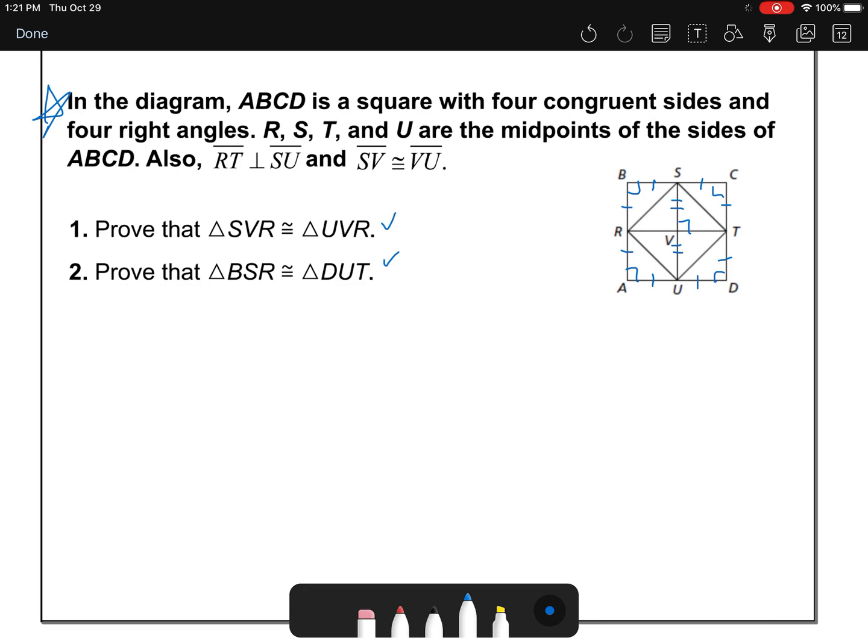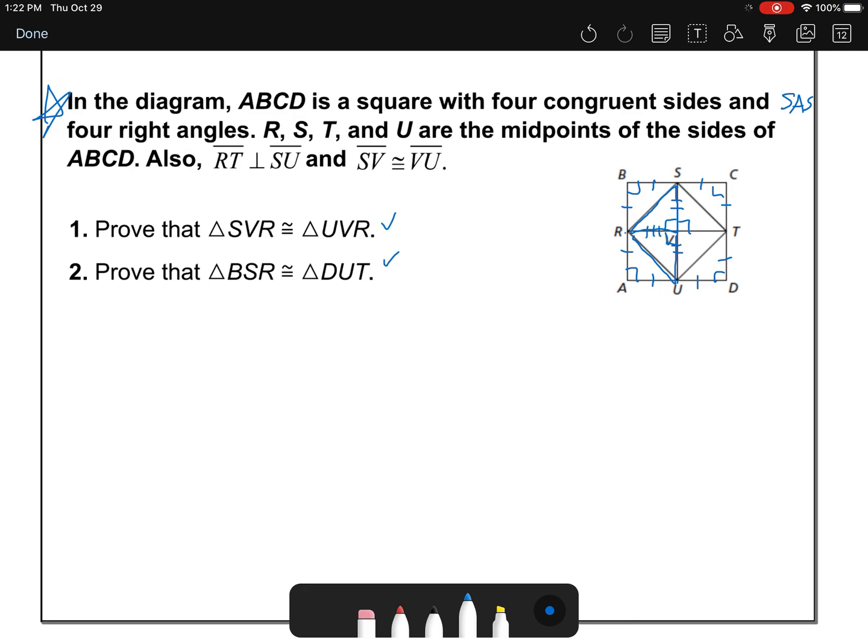Okay, now we're supposed to prove that SVR is congruent to UVR. So if you look at this triangle and this triangle, they both have right angles there, correct? So far we only know one shortcut, and it's side angle side. So can we say that's side angle side? Well, no, we can't. Not yet.